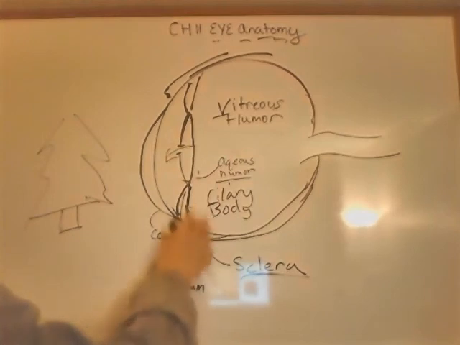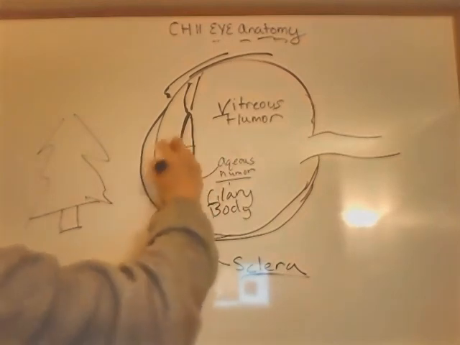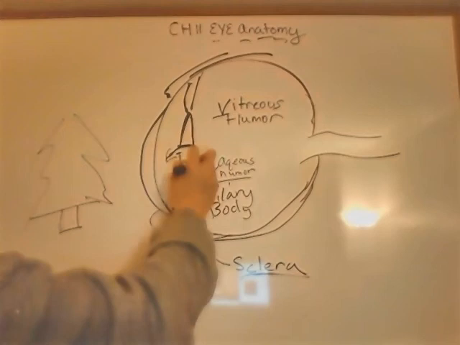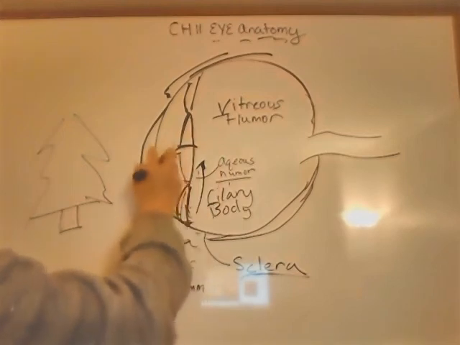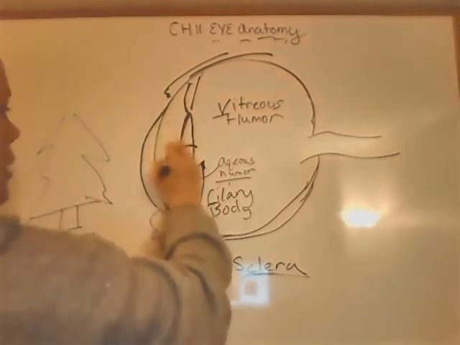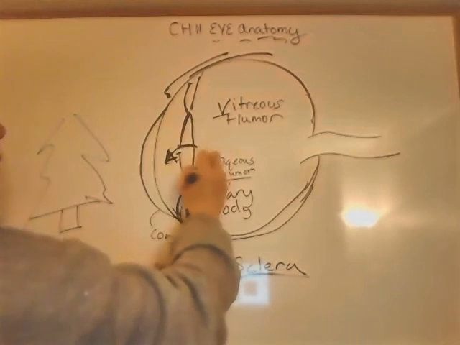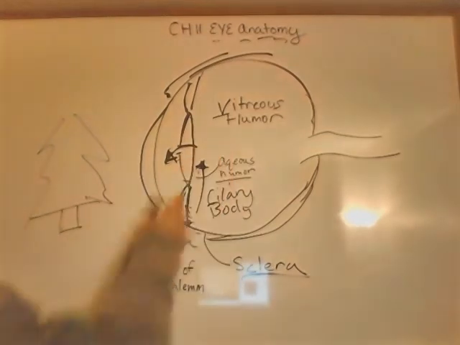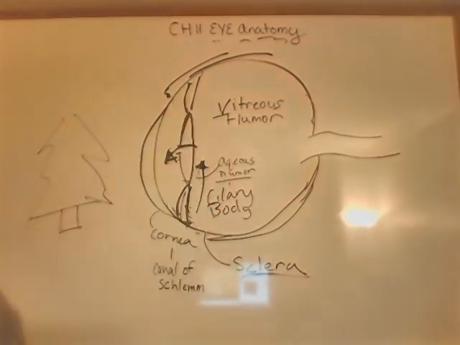Let's move that a little bit. All right, so it goes through the pupil and back down. Again, this would be your anterior chamber, and this would be your posterior chamber. All right, so it goes through the pupil, back down, through the pupil, back down.